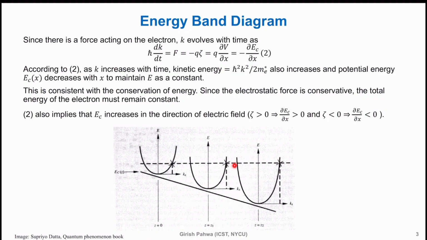True? So kinetic energy will have a larger value now. You keep decreasing the potential energy more, kinetic energy will take up more of that portion. You get my point? Total energy is constant. You are reducing the potential energy, kinetic energy keeps increasing. And of course, the magnitude of the wave vector also keeps increasing. So this thing is the energy band diagram.